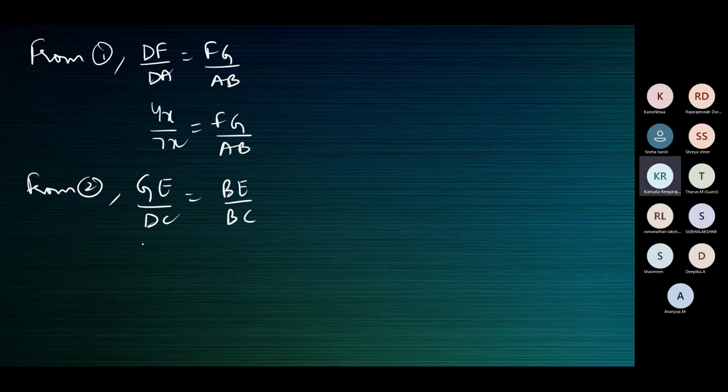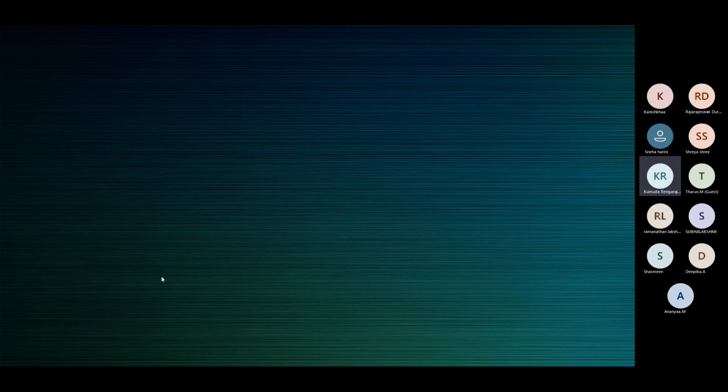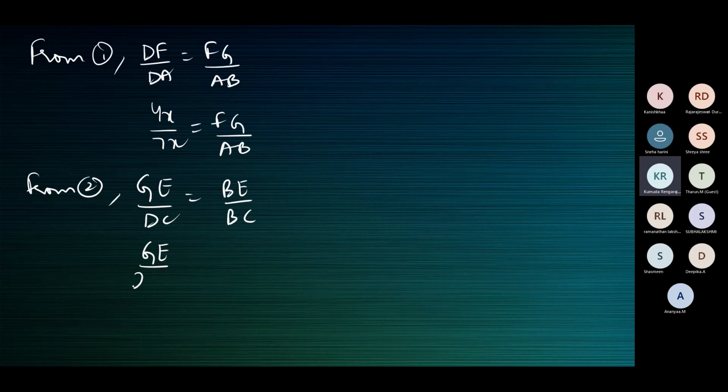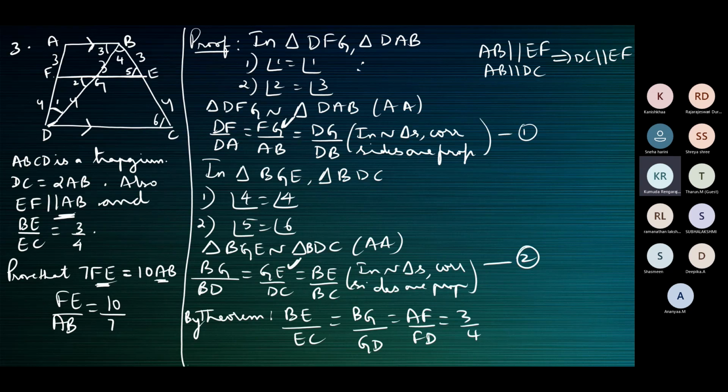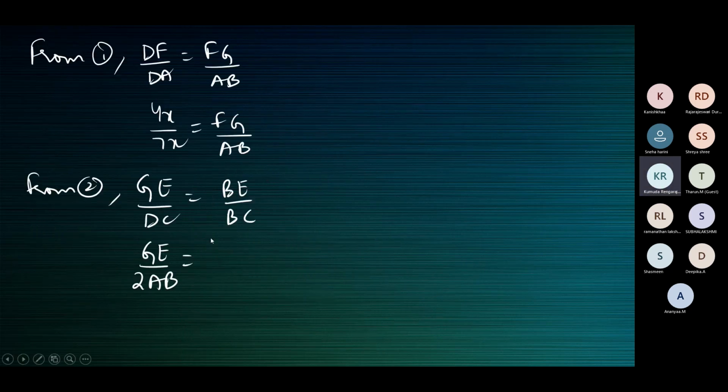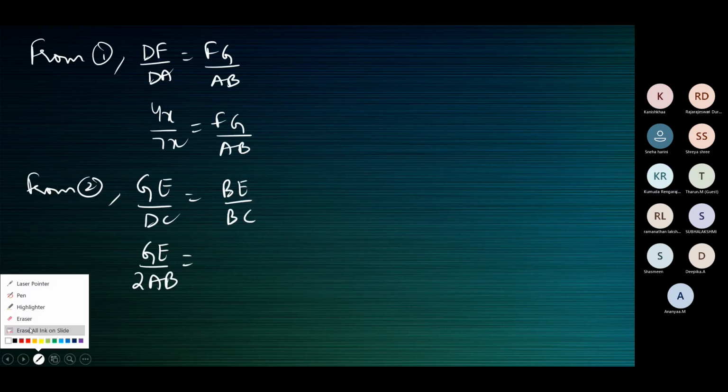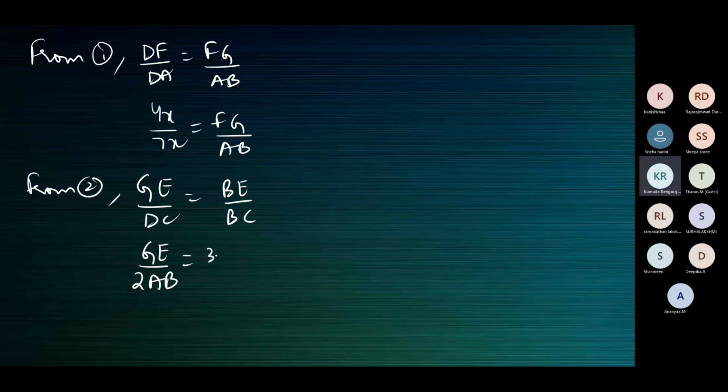So now GE by DC, but you know something, DC is also given as twice AB. DC is twice AB, so that will be useful. Replace that. Twice AB is equal to BE by BC. BE by BC is, you can see that, 3x by 4x. Yes or no? Sorry, 3x by 7x. BE by BC, 3x by 7x.